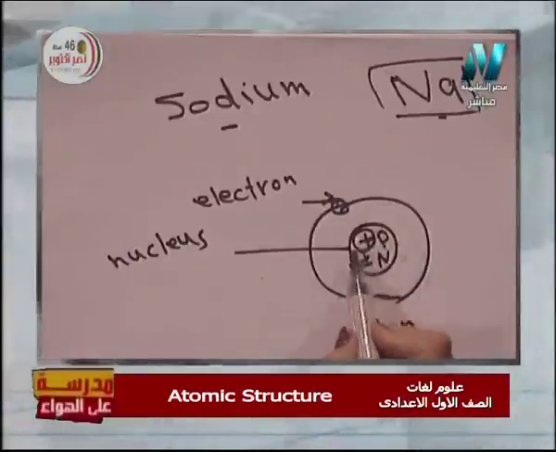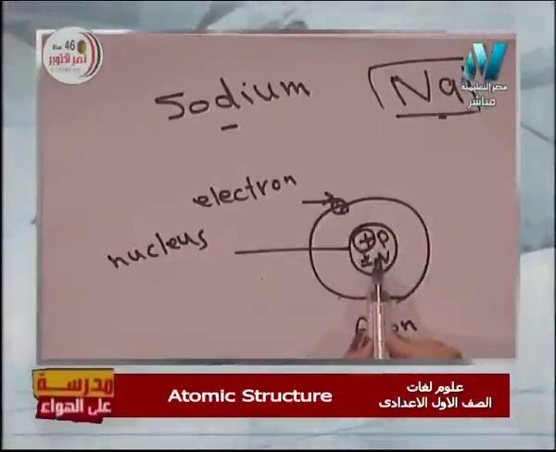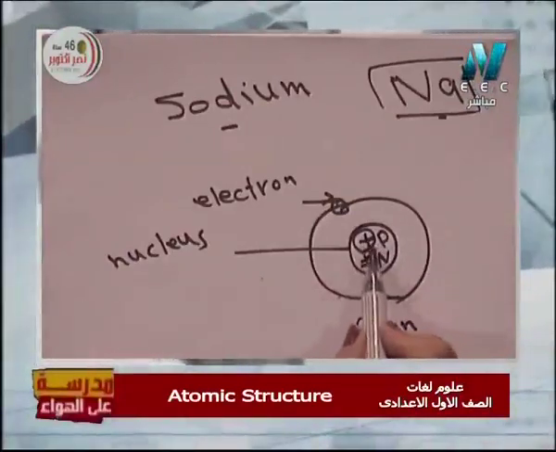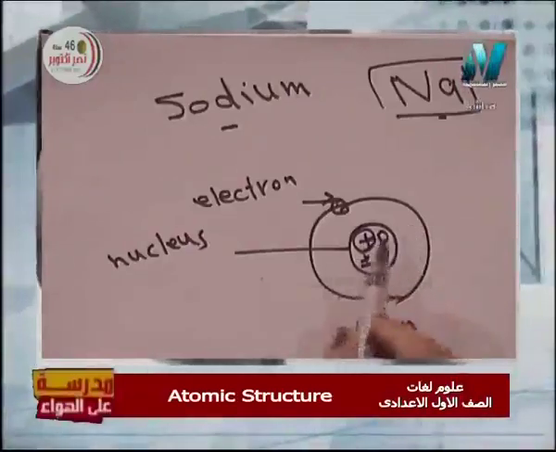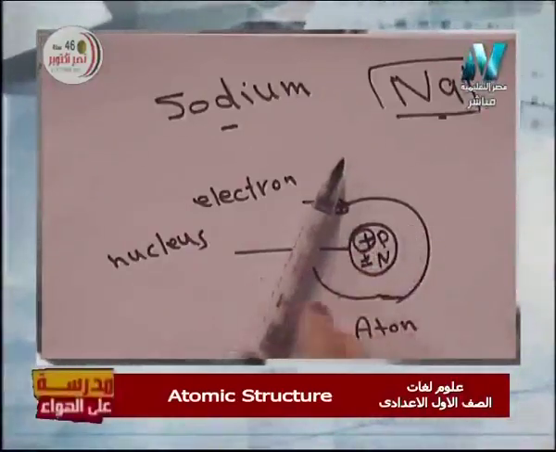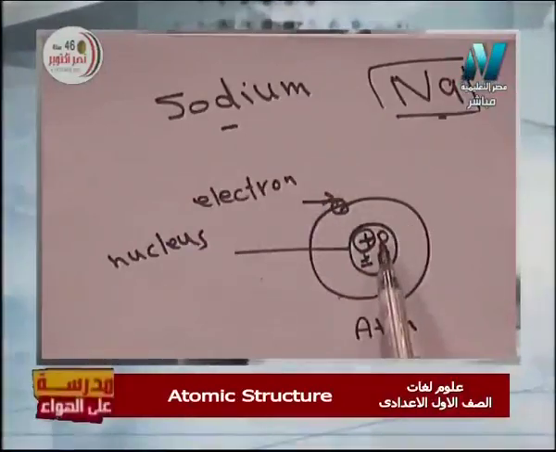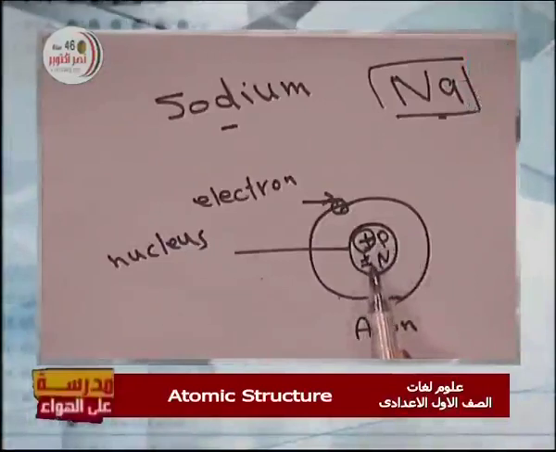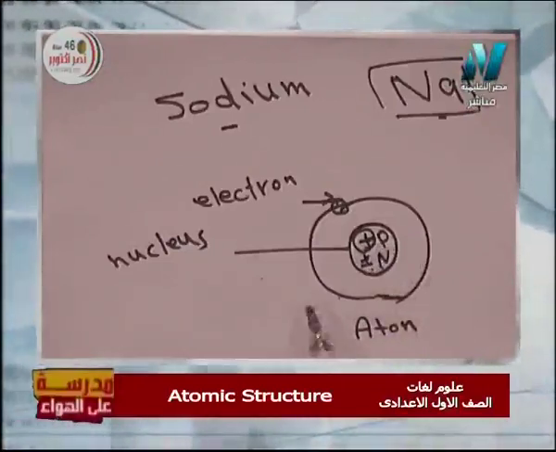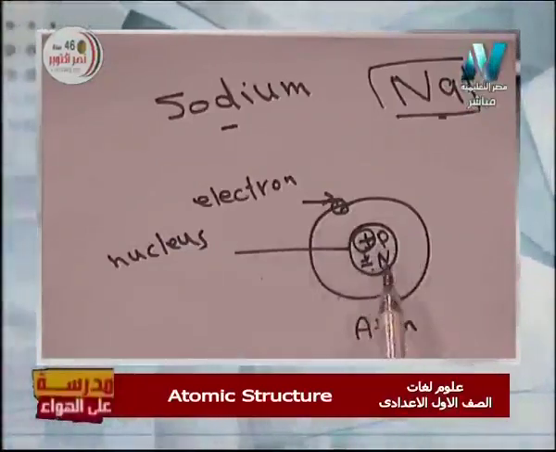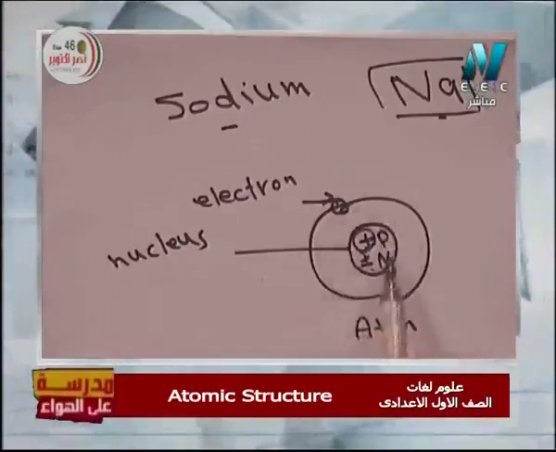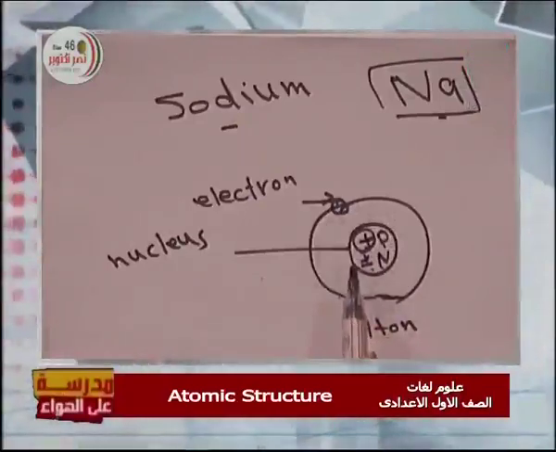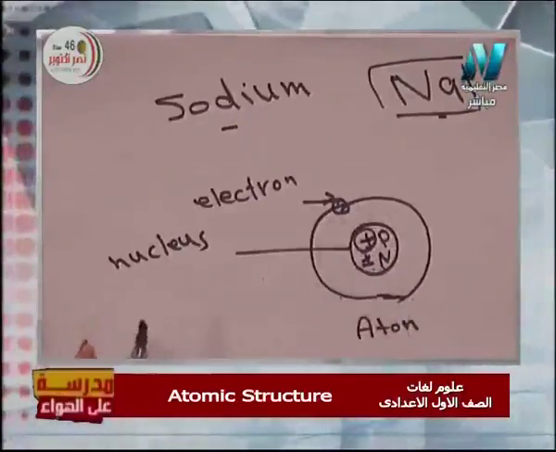يبقى nucleus of atom, it's the center of atom. Contain two types of particles. Number one, protons carry a positive charge. Number two, neutrons carry a neutral charge. تاني يبقى atom consists of nucleus and electrons revolve around it. يبقى احنا هنا كده دخلنا جوه الاتوم، شفناها بتتكون من ايه.